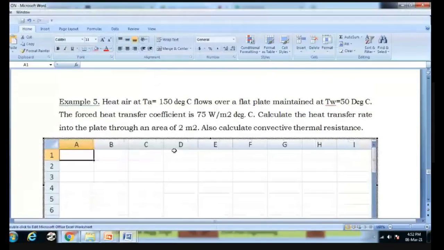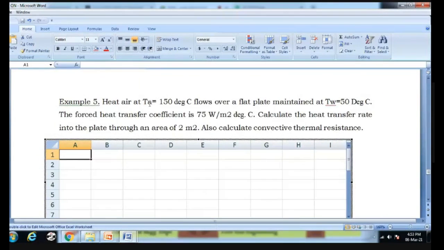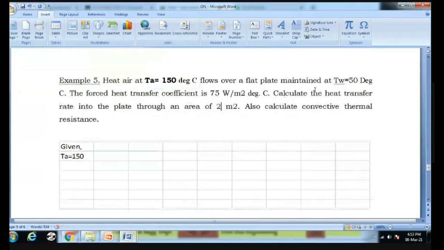Here you have hot air at temperature 150 degrees Celsius. So I can say, given, T air temperature is 150 degrees Celsius. Fine. अभी 150 डिग्री सेल्सियस है, केल्विन करना है कि नहीं वो देखेंगे फिर बाद में. So T_A is 150 डिग्री सेल्सियस.